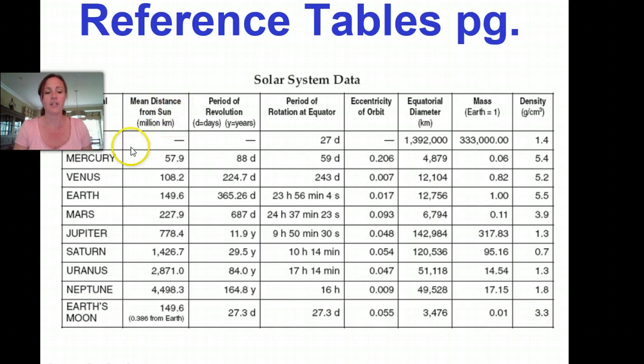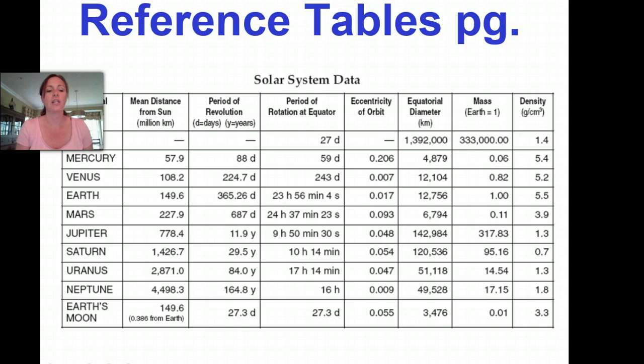So we're going to be concentrating today on all of the planets that are listed in between the sun and the moon. Now, anytime you need any specific type of information, this chart will tell you that. It goes how far away we are from the sun, the period of revolution or how long it takes to go around the sun, the period of rotation of that planet, the eccentricity of the orbit, which we will talk about and discuss in full detail a little later in our unit, the size of the planet, the mass of the planet, and the planet's density.